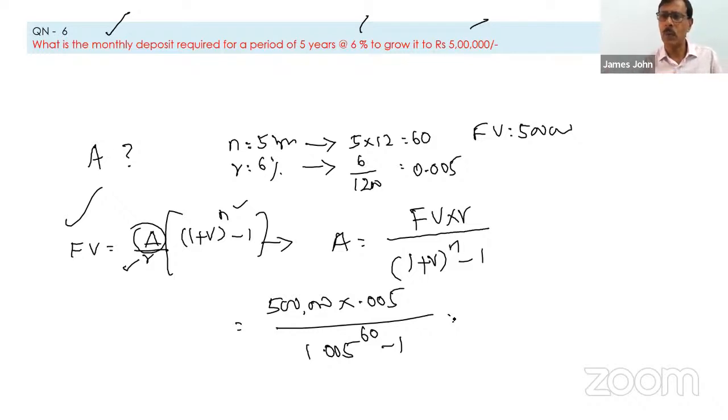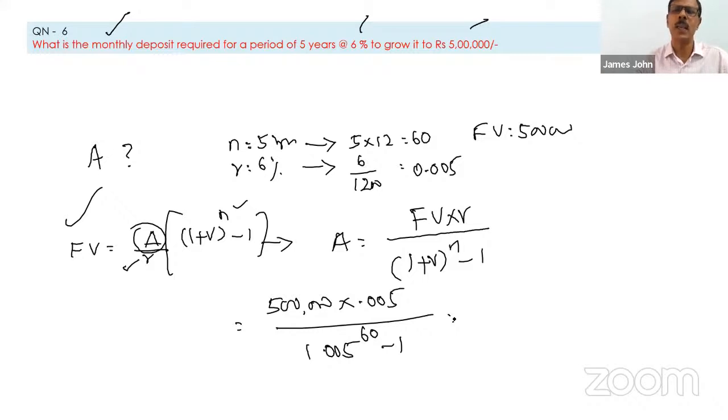In EMI, you are granting 5 lakh now, and you are collecting monthly. Here, the person wanted 5 lakh after 5 years. How much does he have to pay every month? That's the question. Sir, if it is given equated monthly installments or equated quarterly installments, then only the EMI formula should be used, no? Yes.